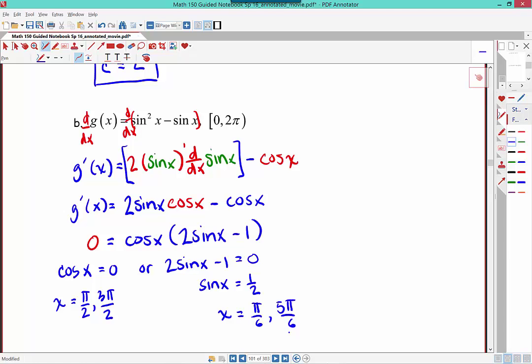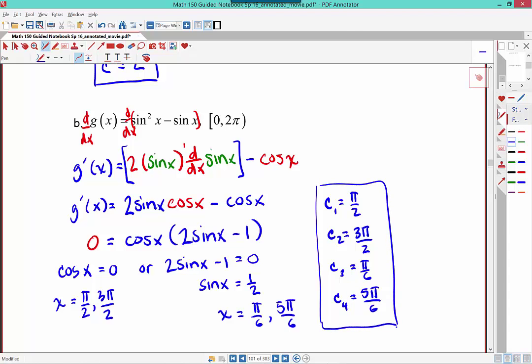So what have we found? Our critical numbers are c1 is pi over 2, c2 is, I won't order them, 3 pi over 2, c3 is pi over 6, and c4 is 5 pi over 6. And we're done.